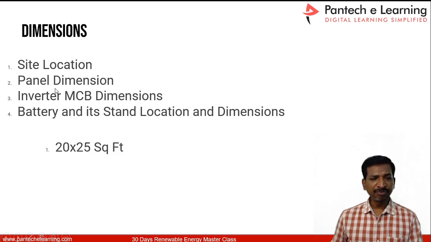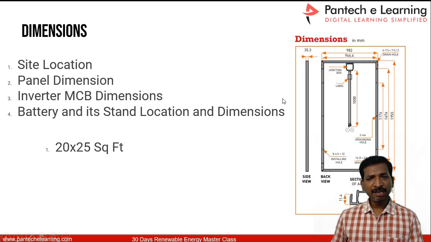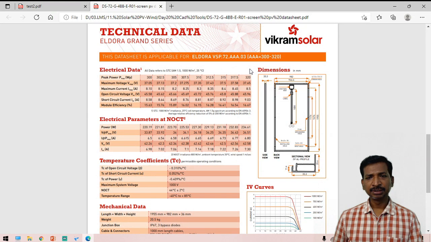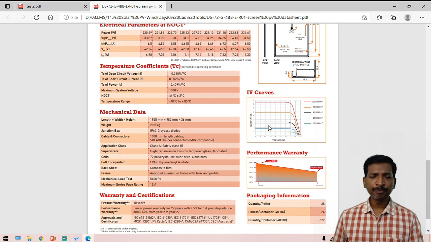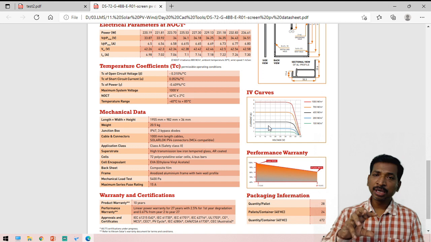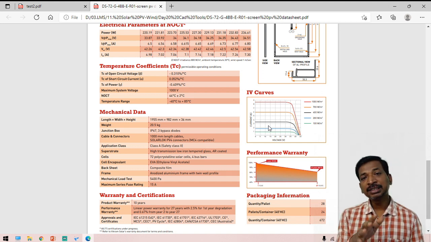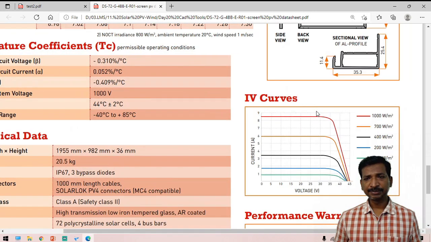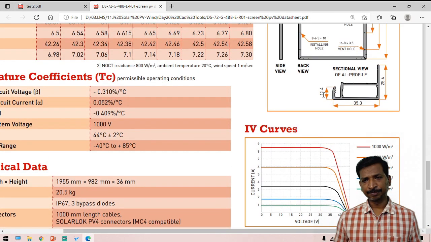As of now, for the site information, let us take 20 feet by 25 feet, and the panel dimensions you can get from the data sheet. If you open any panel data sheet, there will be dimensions. Based on this, you can go for your own custom-designed mounting structure or a ready-made mounting structure, because this panel frame will be common for all the panels.